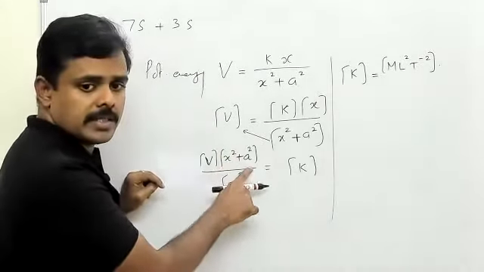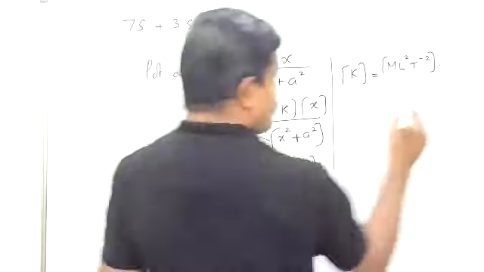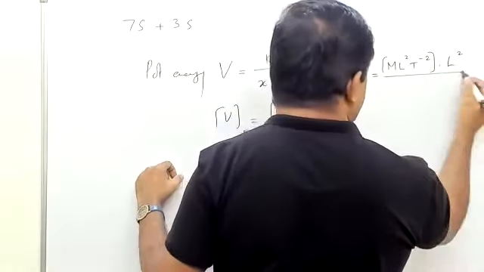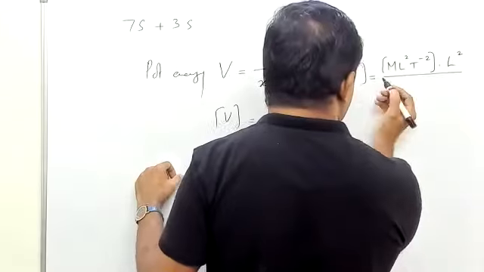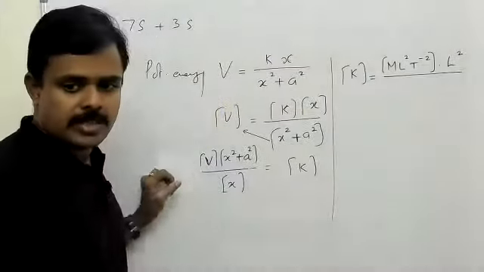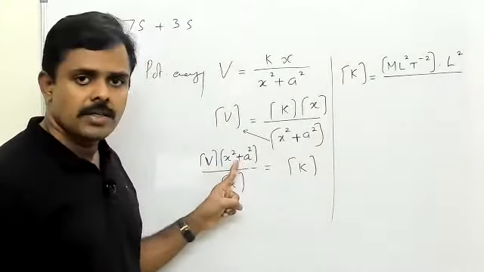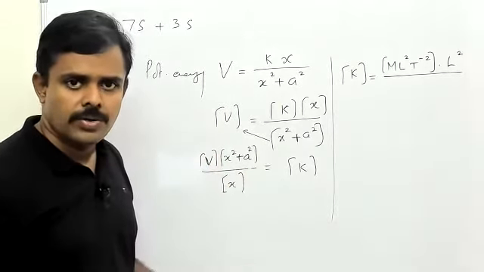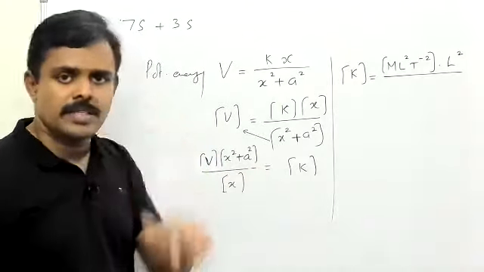This is L square, this is L square. So as a representative of both, you write L square only one time. There is no meaning if you add or subtract dimensions. Even if it is minus, you won't take L square minus L square 0. You have to write only one representative L.